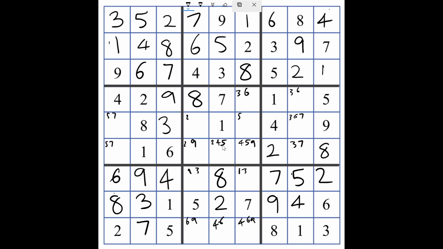Well, here I've got 2, 4 or 5, but there's a 2 here and there's a 5 here. That means that can only be a 4. And if that's a 4, that has to be a 6. If that's a 6, that has to be a 9. And if these are 6 and 9, this has to be a 4.